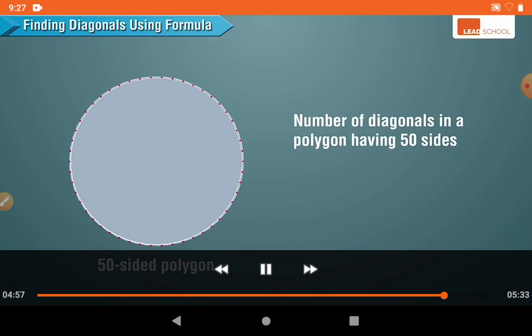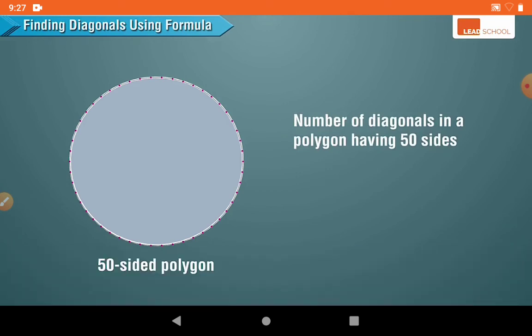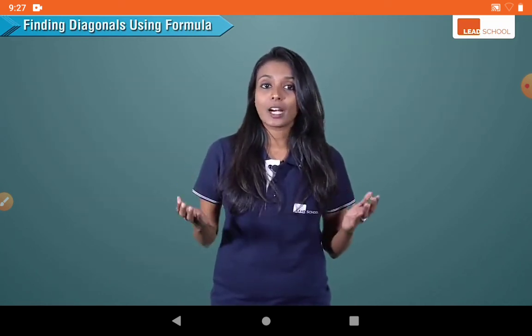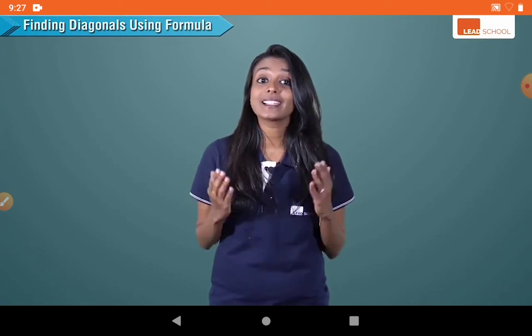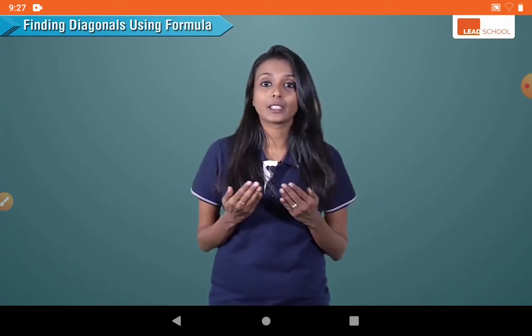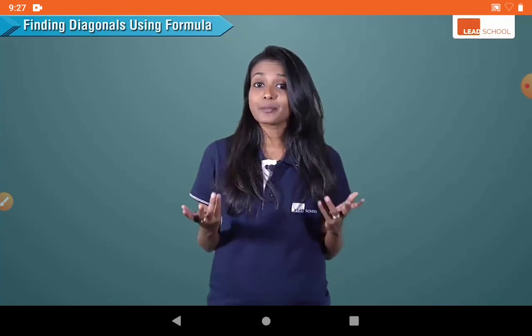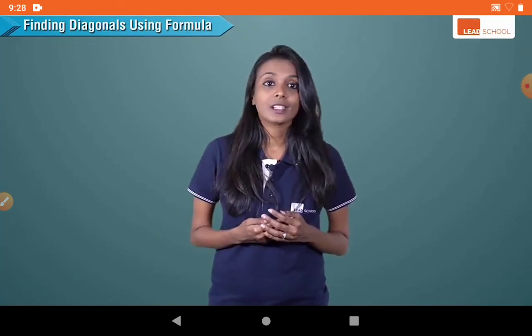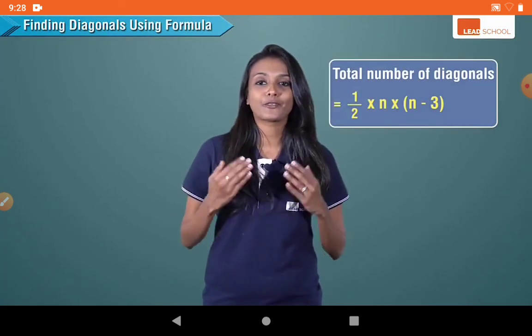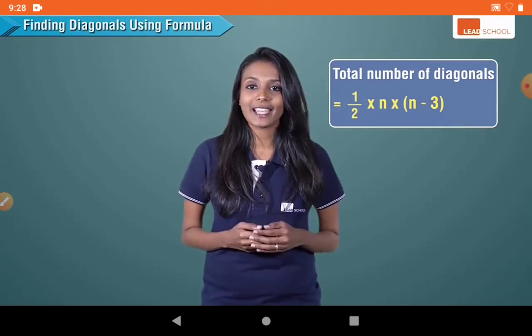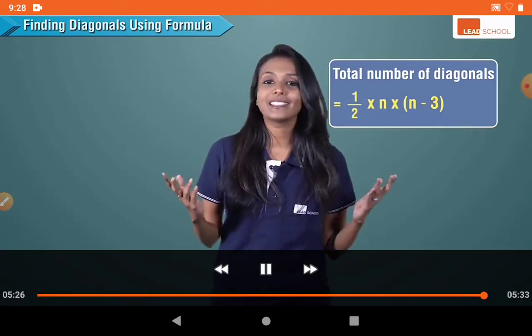For a polygon having 50 sides, the number of diagonals would be 50 times (50 minus 3) divided by 2, which is equal to 1175. Imagine drawing and counting 1175 diagonals without this formula. Wouldn't that be difficult? So students, let us use this formula to find the number of diagonals for polygons of any number of sides. Happy learning!